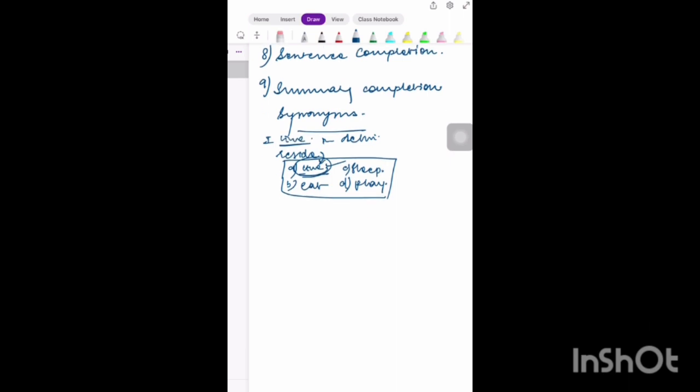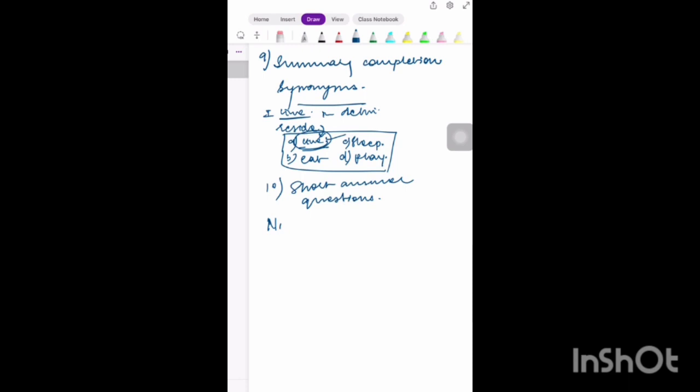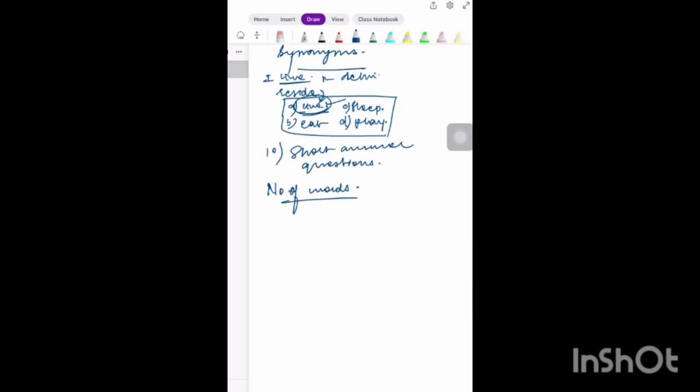Now short answer questions. These questions ask you to answer from given facts in the text. Moreover, you need to check the number of words given in the instruction. A maximum number of words is always given. So answer in not more than 2 words. In that case, if you are answering in 3 words, then automatically you will lose your marks.